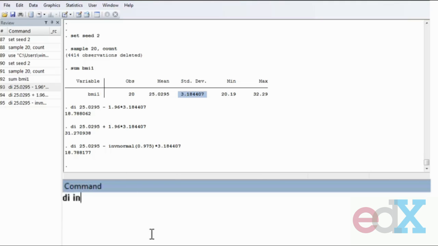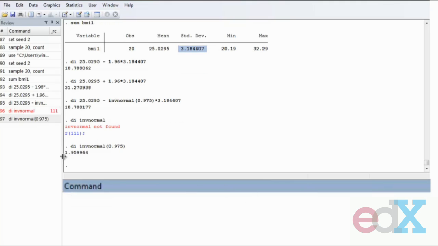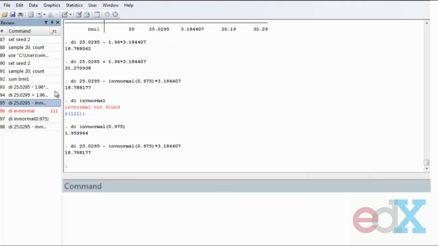Notice if I were to just type display inverse normal 0.975, I come up with basically 1.96. So to get the exact same confidence interval, I can use the inverse normal command.